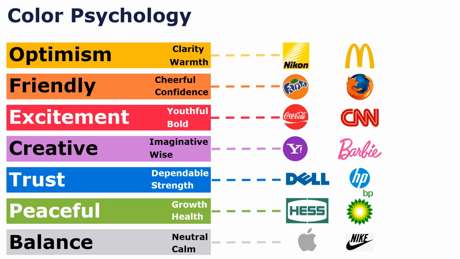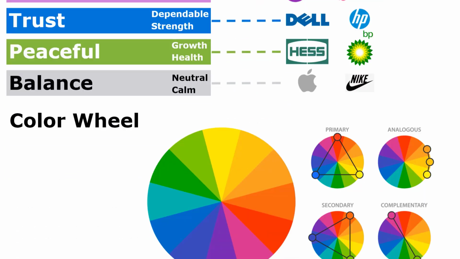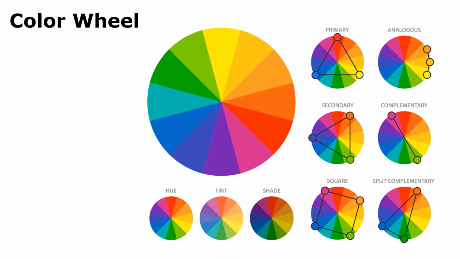You can use the color wheel for this. What I have put on this slide for you is the color wheel. The color wheel consists of three main colors, yellow, red, and blue, and we can have other colors by combining these three colors. For example, from the combination of red and yellow, we can have orange. From the combination of red and blue, we get purple. And from the combination of blue and yellow, we have green.